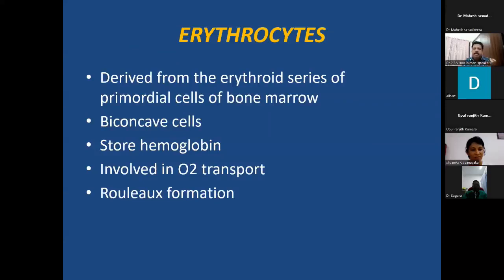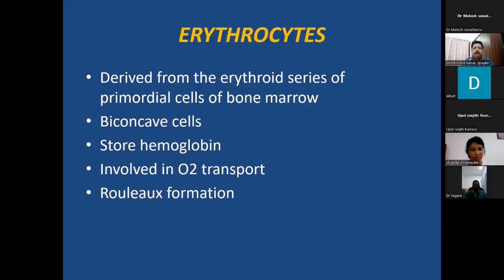And the erythrocytes start as a primordial erythroblast. Leukocytes start as a primordial leukoblast. Then platelets start in the bone marrow as a primordial megakaryoblast. So all these cells start as very small precursor cells. Erythrocytes are derived from the erythroid series of primordial cells in the bone marrow. They are known as the primordial erythroblasts.